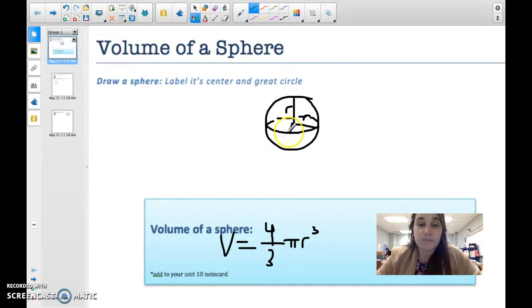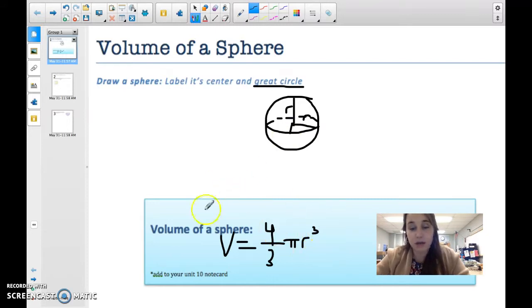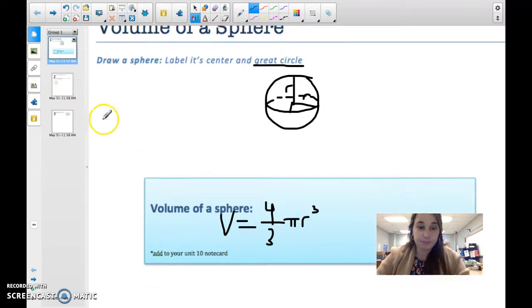So just note that. We also had this word, a great circle. That's the largest circle you can draw. Remember we talked about how an example is the equator or a prime meridian. So you can pull the radius from the center to the outer boundary of the sphere, and it's going to be 4/3 pi r cubed for the volume.